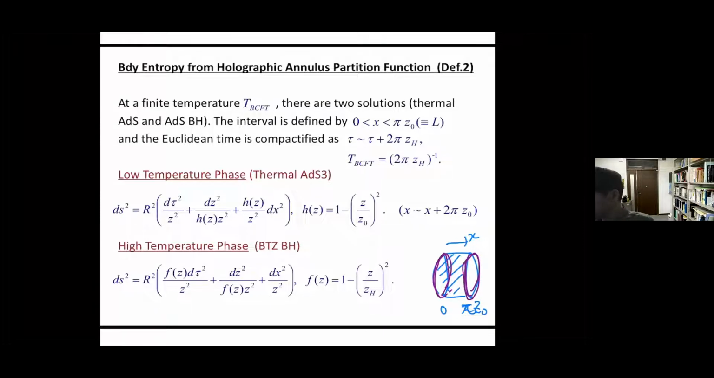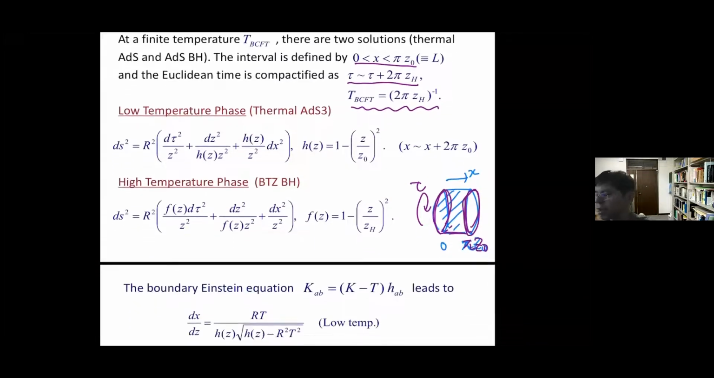This length is just called πz0, and then there are two solutions. The Euclidean time direction is identified this way. This is the spatial direction, and zH is related to the effective temperature, because the inverse temperature is the periodicity of the Euclidean time direction. Then there is the low temperature phase, much like thermal AdS, given by this thermal AdS solution, and the high temperature phase is this black hole solution, right? Because tau shrinks to zero size, but this is the spatial direction, the circular direction shrinks to zero size in AdS, global AdS or AdS soliton or thermal AdS.